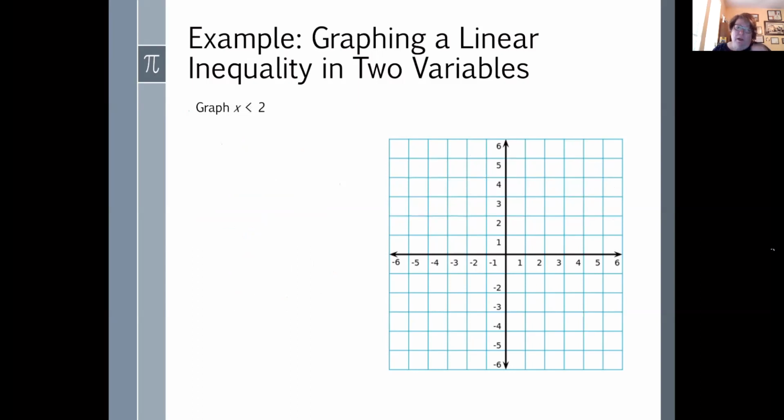All right, how about this one? X is less than 2. When we have x equals a constant, that is a vertical line. And we're going to graph this vertical line at x equals 2. Now we're going to graph this as a dashed line because we have less than, not less than or equal to. So since we have just less than, we're going to graph this as a dashed line.